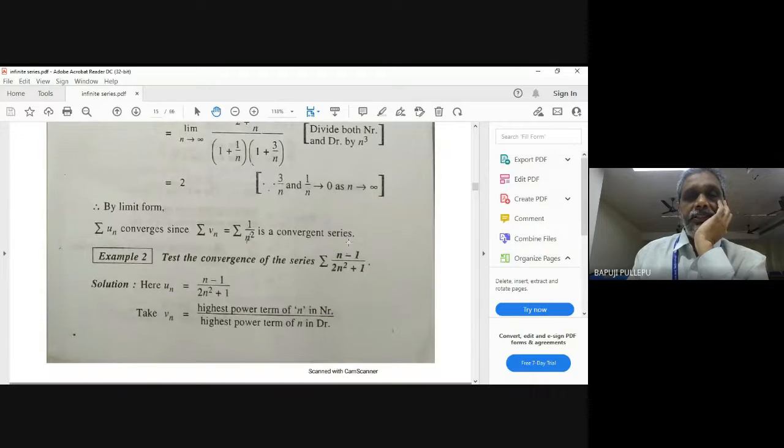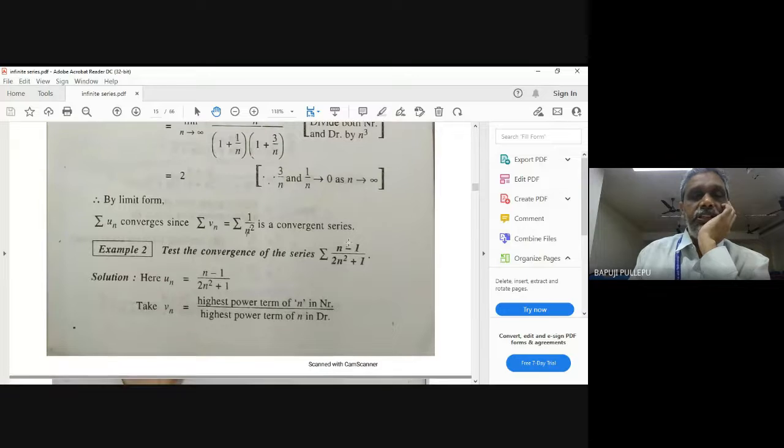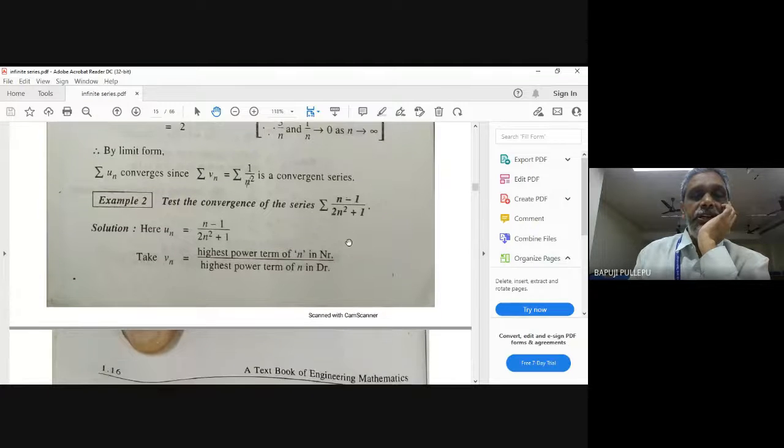Now this also you can see. In the numerator you can take n common, in the denominator you can take n square. n by n square is equal to what? 1 by n. So you can choose it as Vn. Then you can prepare Un by Vn.